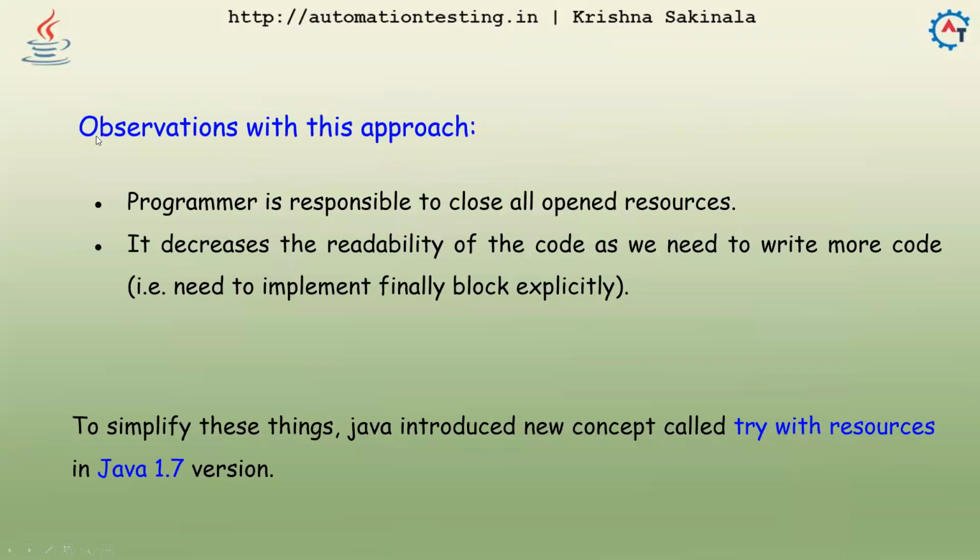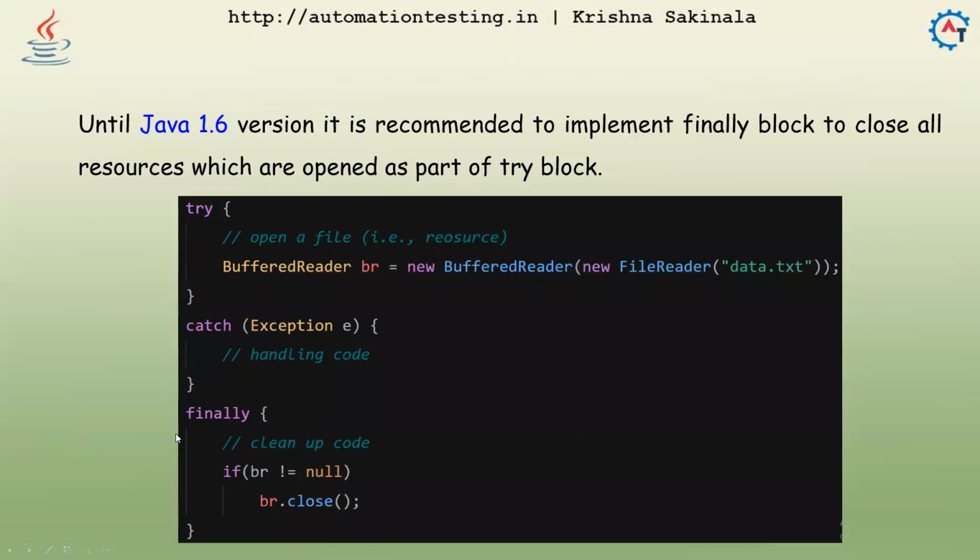What are the observations with this approach? The programmer is responsible to close all open resources. A programmer has to write the finally block and implement the logic to close those resources. So it decreases the readability of the code, as we need to write more code, that is, implement the finally block explicitly. This extra code makes the readability very low.